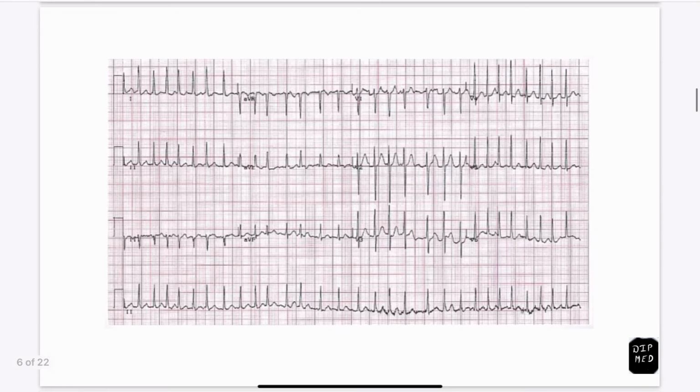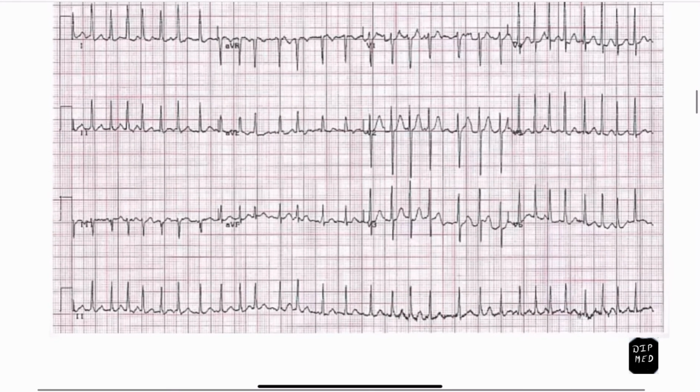Here is another ECG. In this one, the heart rate is fast, but notice the space between two QRS complexes is shorter here and larger here. So it's an irregularly irregular pattern. But here you can see there are little bumps between two QRS complexes, and you might confuse them with the P wave. But these bumps are actually that of T waves.